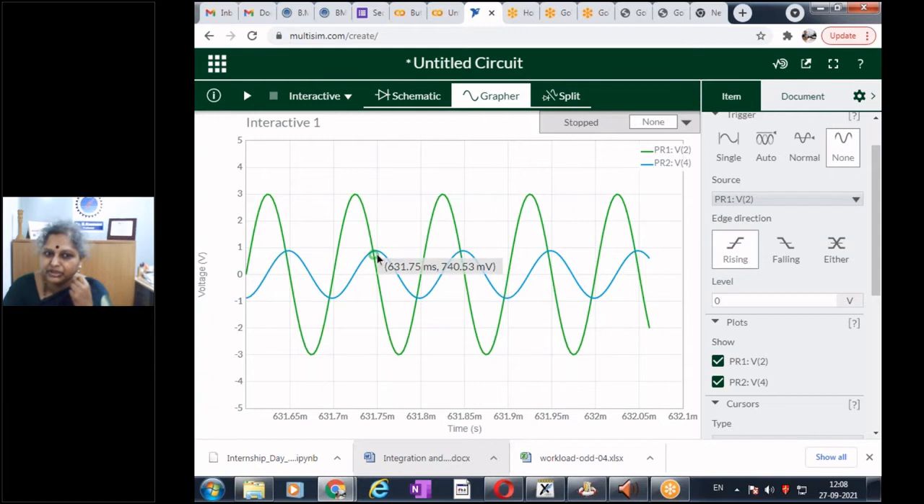And what is the output now? Output is 0.887. 887 millivolts or 0.8. So make a note of it.